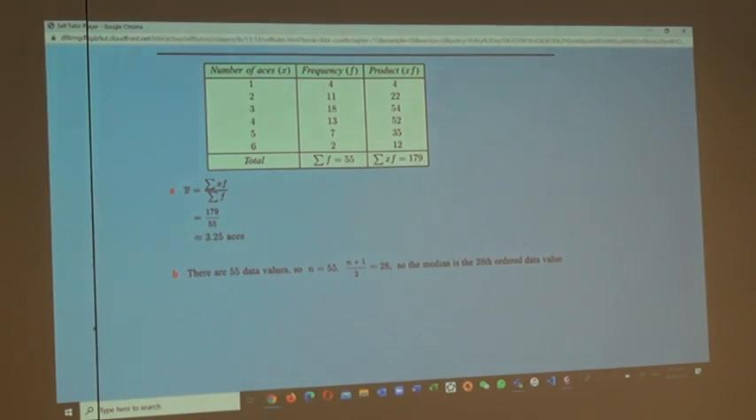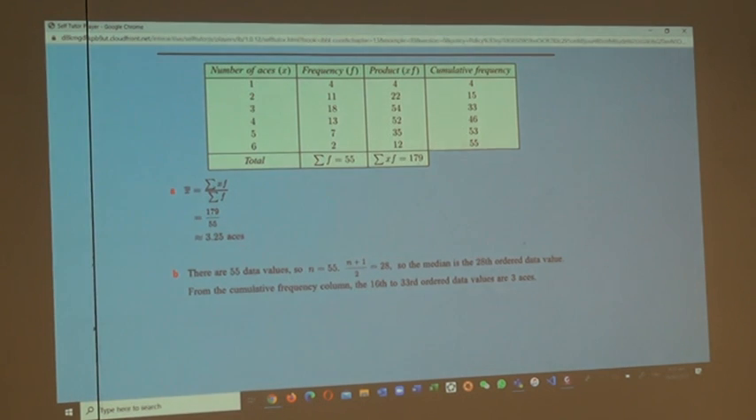There are 4 data values less than or equal to 1. There are 4 plus 11, which is 15 data values less than or equal to 2, and so on. If the data values were written in order, the 16th to the 33rd data values would be 3 aces. This includes the 28th data value, so the median is 3 aces.